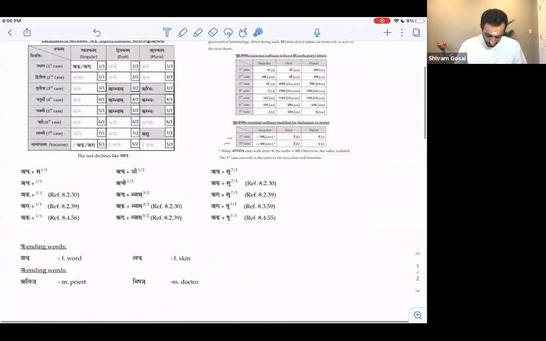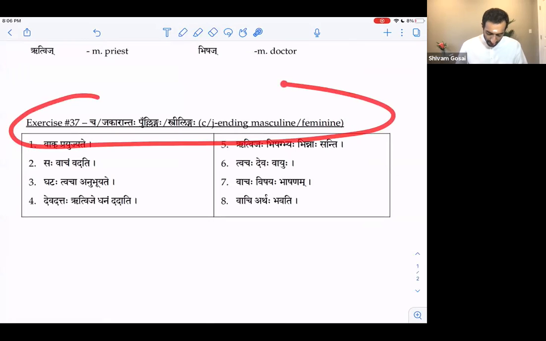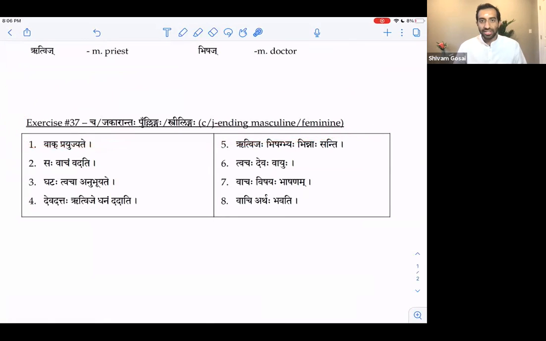We'll go over the rules, but we can also start the homework, exercise 37, that's page 183. I think you can still do the homework without knowing the rules because you'll have that chart with you. And then we can start looking at some of the rules in the next class. Okay, we're going to end here.